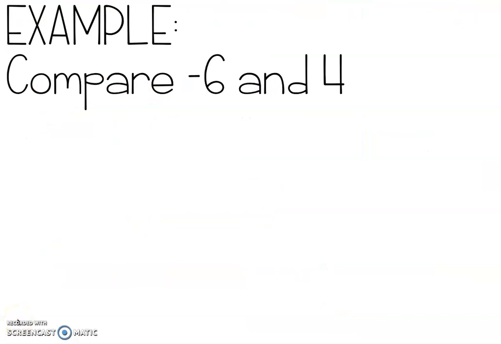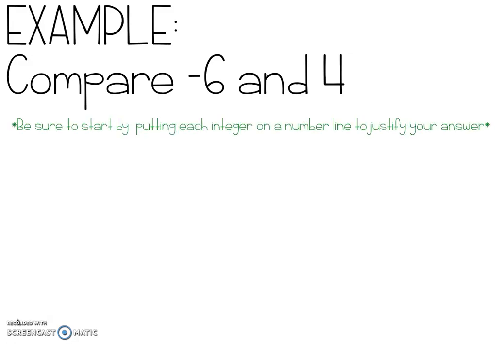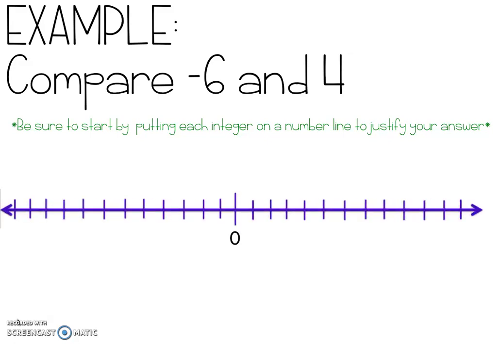For example, you might have a question that says, compare -6 and +4. The first thing I want you to do is be sure you put both numbers on the number line. And like I said, that helps you to justify your math work. So here's our number line, and I'm going to start by putting my 0 on the number line. First we're going to plot -6. We will start at 0, and then we're going to go 6 spaces to the left. There's our -6. For 4, we're going to start at 0, and we're going to go 4 spaces to the right. And there's our +4.